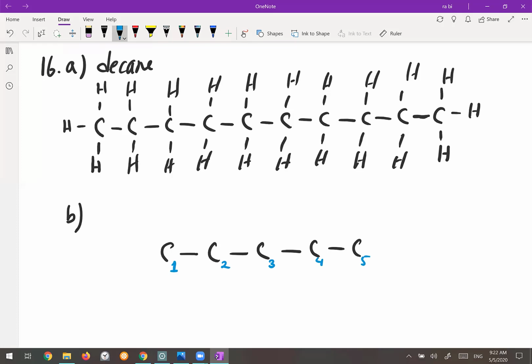And the molecule says 3,3-dimethyl. So in the third position, I have to put 2 methyls, one at the bottom, one at the top. You know that the methyl is CH3, but the question asked me to draw the uncondensed format, so I show the bond between the carbon and hydrogen. This is CH3 and CH3. Okay, so now I put the branches on the parent. The only thing I have to do is to add the hydrogen to the rest of the carbons.